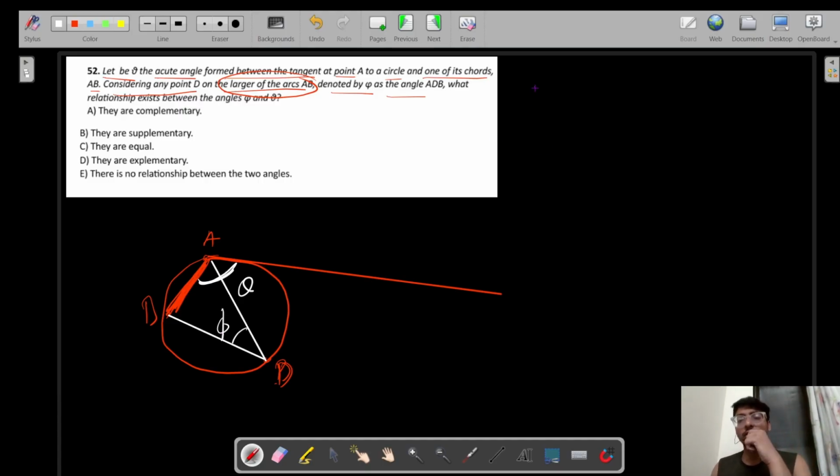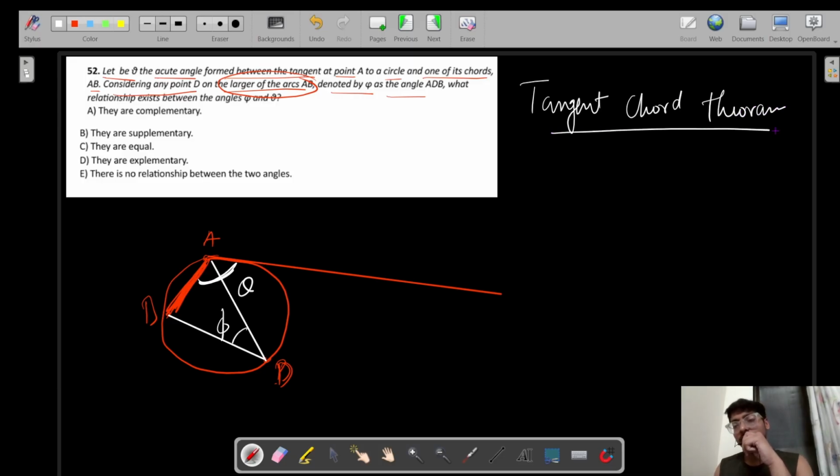There is a theorem that we call the tangent chord theorem. This says that this AB is your chord, and the chord is common. So the angle formed by this chord and a point on the circle is equal to the angle formed by this chord and the tangent at the common point. So theta is equal to psi.